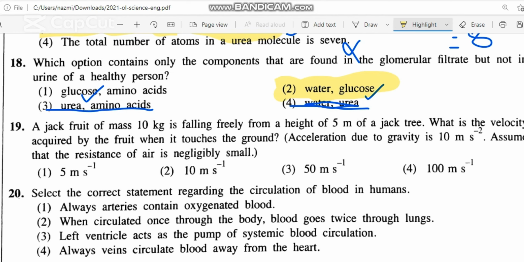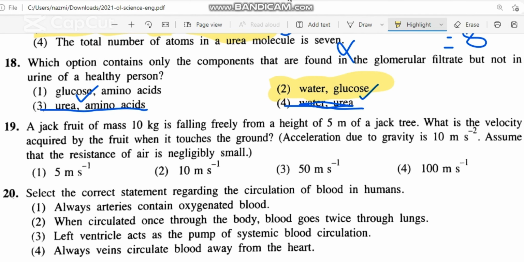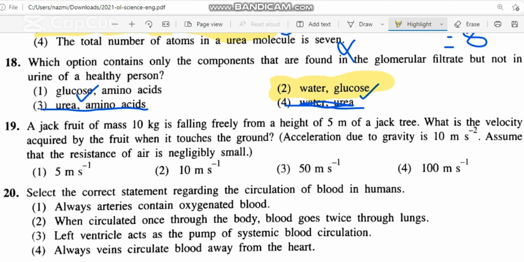Then the 19th one. A jackfruit of mass 10 kg is falling freely from a height of 5 meters from a jack tree. What is the velocity acquired by the fruit when it touches the ground? Acceleration due to gravity is 10 m/s squared. Air resistance is negligibly small, so you can neglect air resistance here. Just don't worry about that.